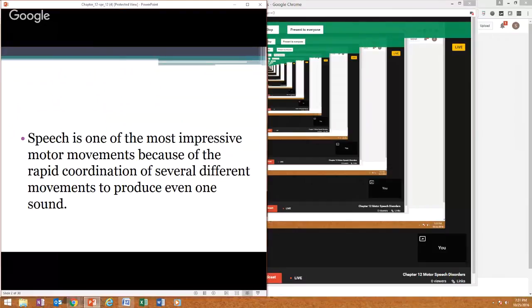Welcome to Chapter 12, Motor Speech Disorders. We'll start off by going over once again, like we did in a previous chapter, I think it was the stuttering chapter, that speech is one of the most impressive motor movements because of the rapid coordination of several different movements to produce even one sound. We can produce 8 to 12 speech sounds per second, which is pretty impressive if you break it down and think about it. We just take it for granted that we can produce speech sounds that proficiently.